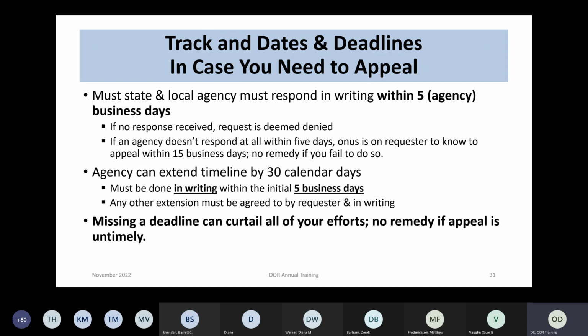That's day 0 and then day 1, right? Is that how it works, right? And then if you don't hear from them within 5 days, the onus is on you to appeal within 15 business days. There's no remedy if you fail to do so. The only remedy is to submit the Right to Know request again, perhaps. And remember, the agency can extend by 30 days, has to be in writing. And just keeping track of all these deadlines is incumbent upon you. And we have lots of resources on our website that can help explain those deadlines. But missing that deadline can just curtail all your efforts.